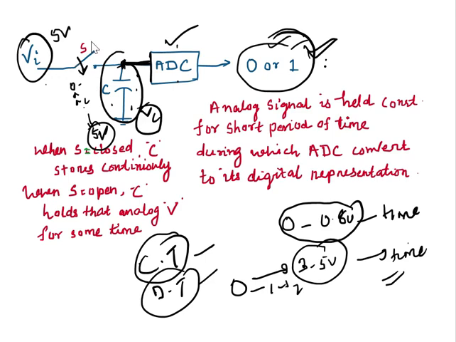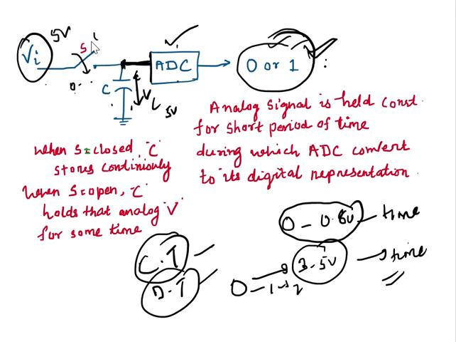Actually, let me explain a little bit deeper. What happens when this switch is closed? Voltage charge is stored, and we get output voltage VC. Let's say it is 5 volt. Then the switch will be opened. Instantly, what will this ADC do? It will sample this one.